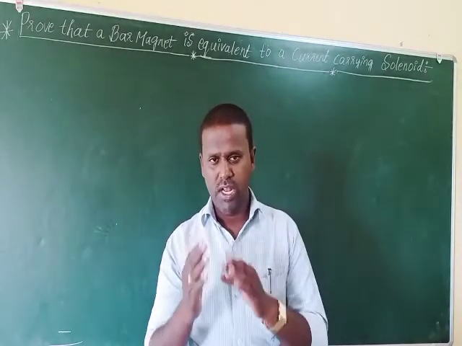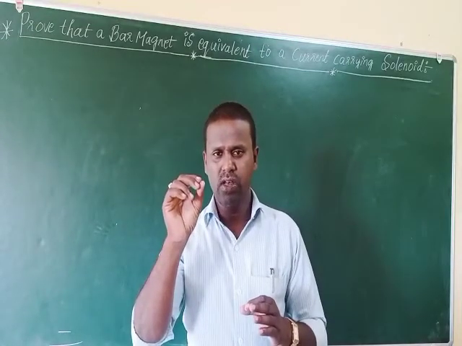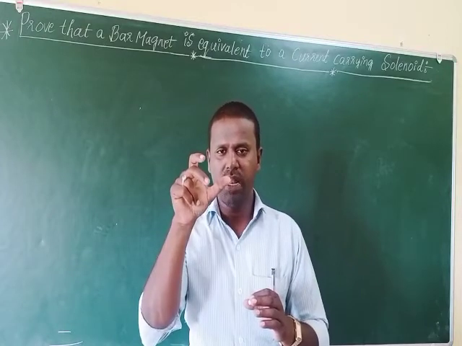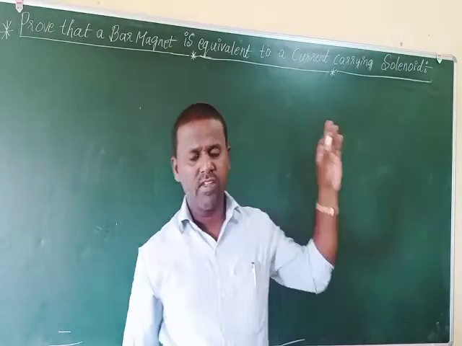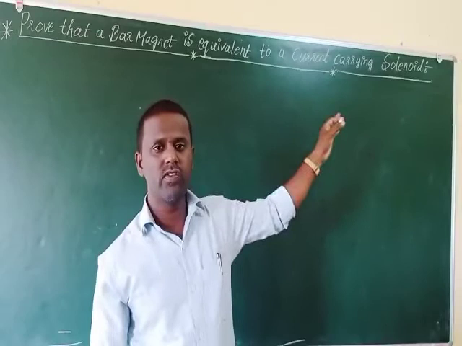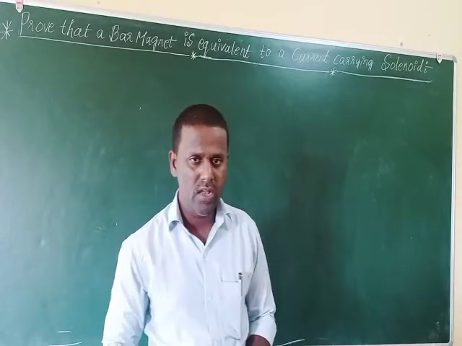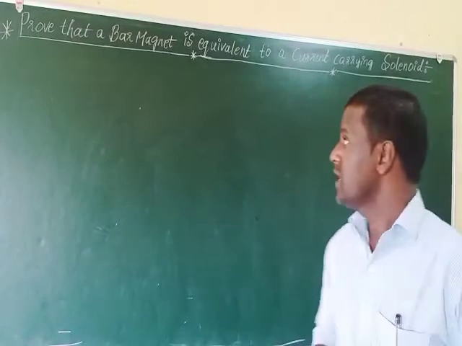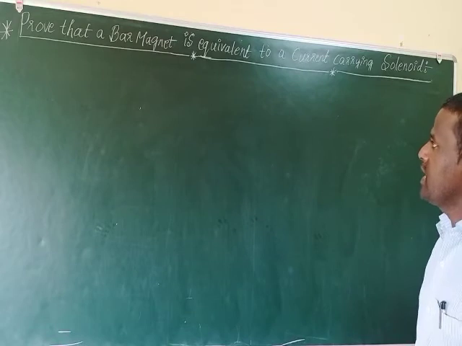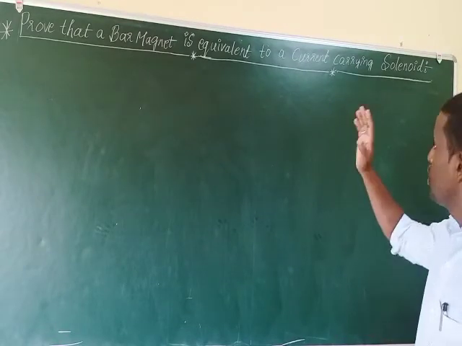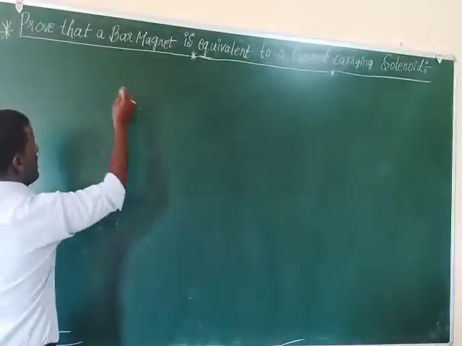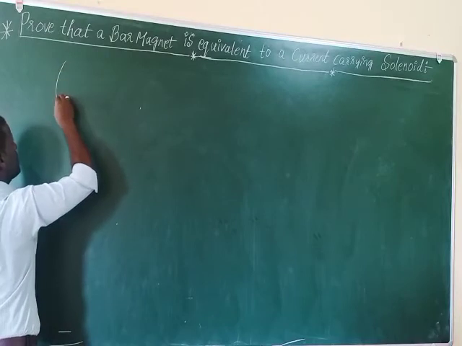So here it represents a group of wires together. If you have this many wires, those wires represent a solenoid. So a cylindrical device which produces a uniform magnetic field is called a solenoid. Now I am going to prove how a bar magnet is equal to a current carrying solenoid. For that I am considering a solenoid. This is the solenoid.